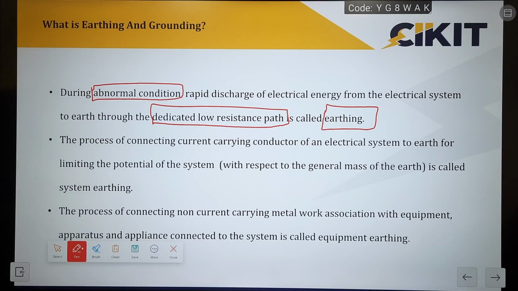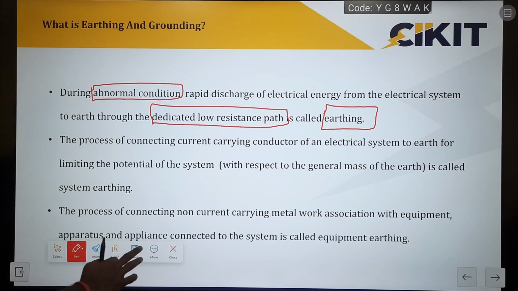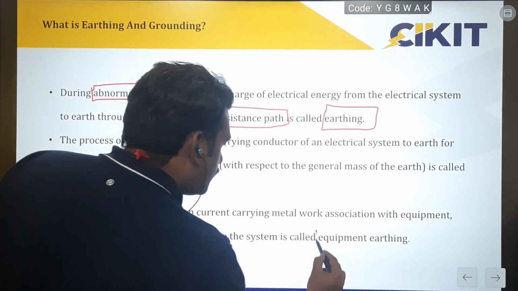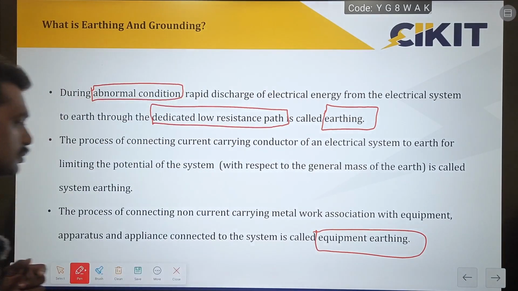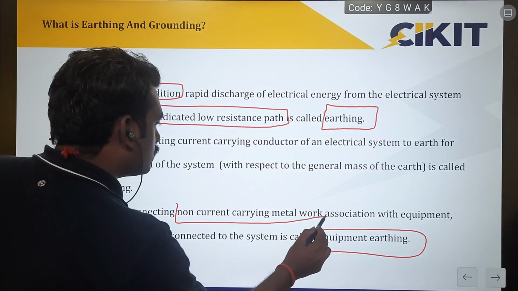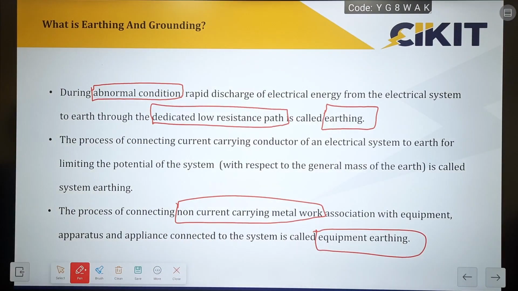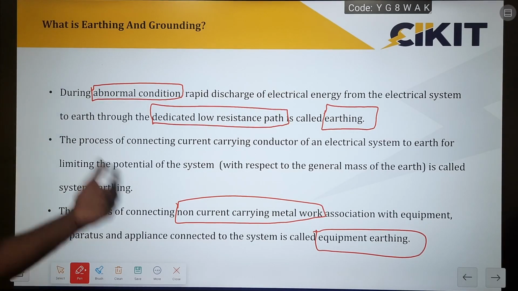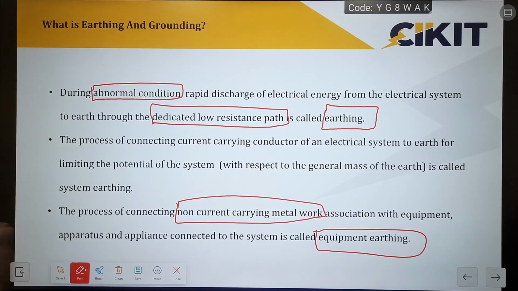In the previous examples, we have shown that we are connecting the body of the equipment to the grounding for the safety of the operator. So if I connect the body of the equipment to the earth, then it is called equipment earthing or body earthing. Here we are connecting the non-current carrying metal works. The enclosure is made up of metal material, but that is not current carrying. At all times it won't carry the current. So that is a non-current carrying metal part. Connecting the non-current carrying metal part to the ground is called equipment earthing.